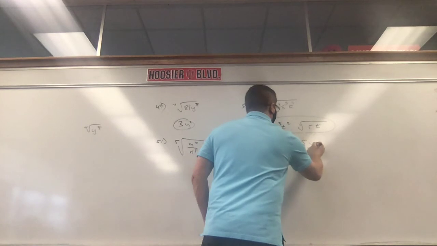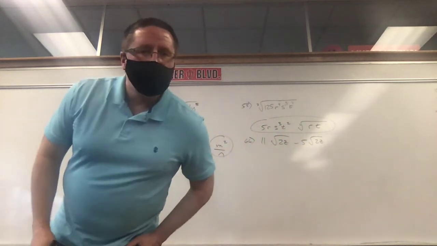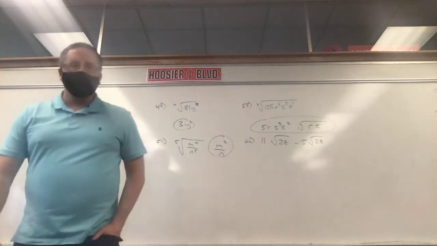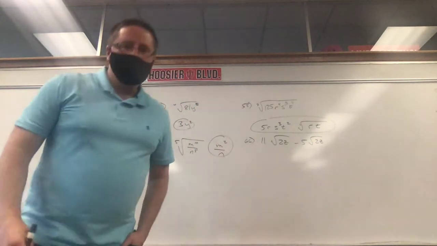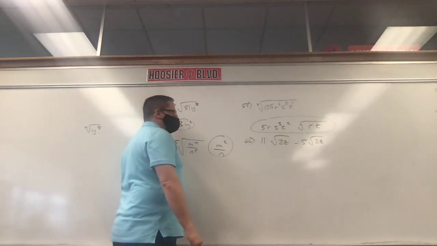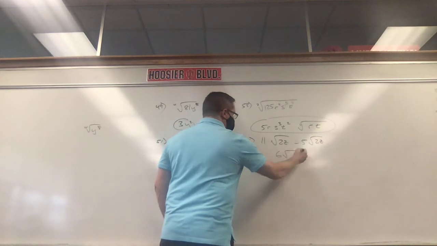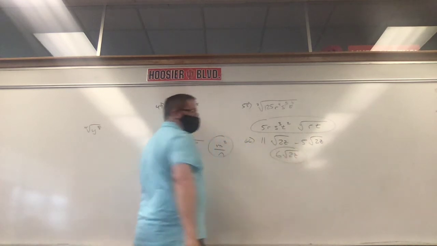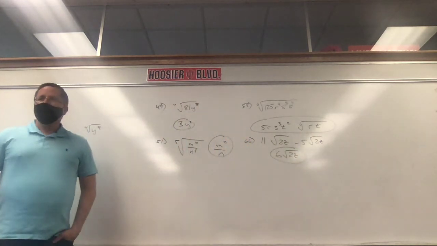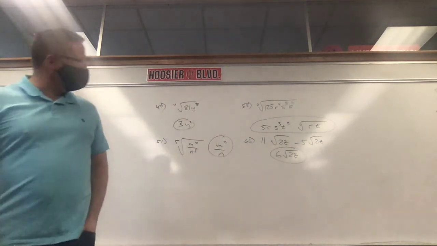It's simply 11 radical 2z minus 5 radical 2z. Oh, that's easy. What is it? 11 minus 5, which is what? 6. 6 what? Radical 2z. That's all you're doing, is 11 minus 5. Some of these are really, really easy.